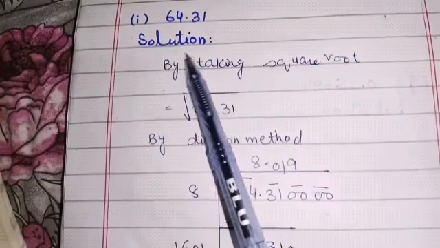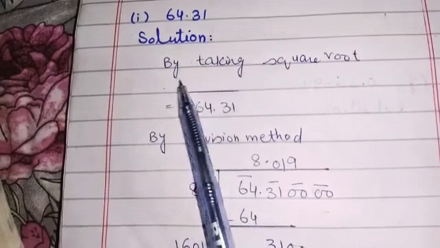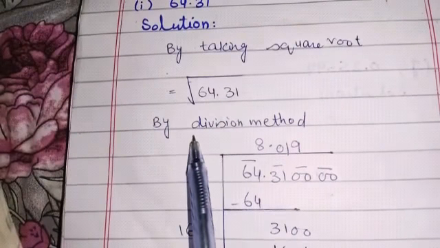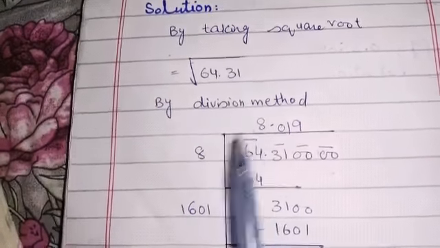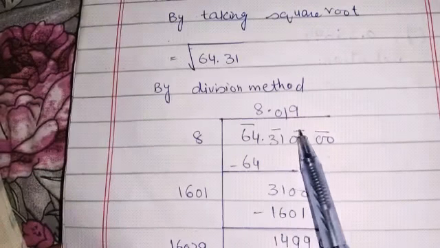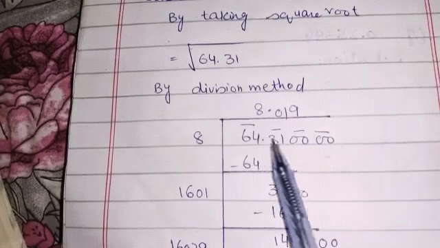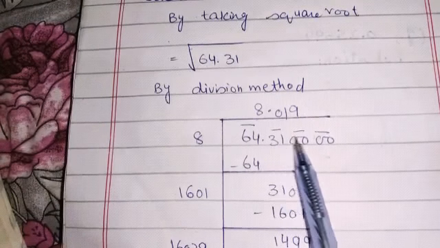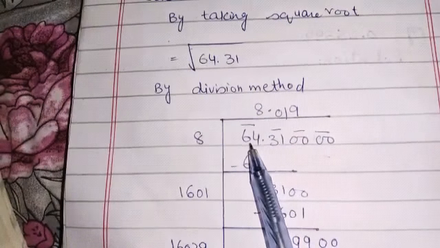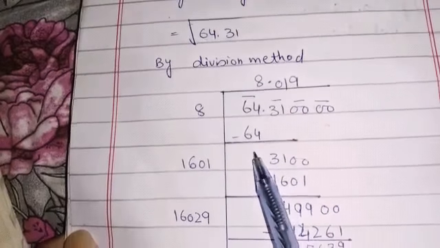Here is our part I, 64.31. Let's start its solution. We will write, firstly, by taking the square root of 64.31. We will use the division method. Now students, we will make pairs of the whole number from right towards left and of the decimal number from left towards right. Pair of 64, and after the decimal pair of 31. We will write 2 pairs of zeros with it. Now students, we have 64, so we will multiply 8 with 8. After the multiplication we have 64.